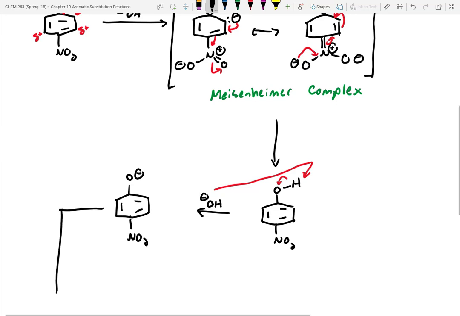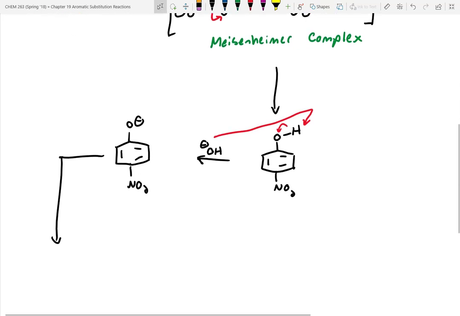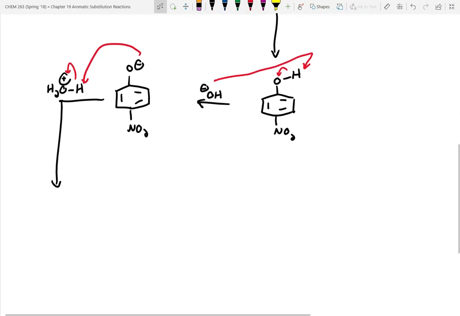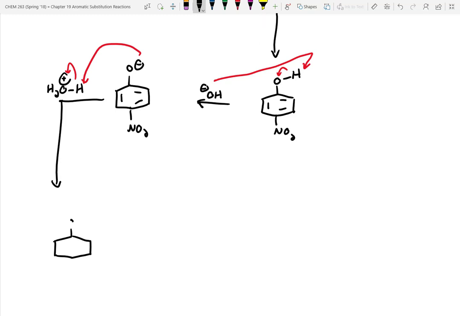Which is why in step 2, you end up treating this with acid in order to ensure that your final product has a proton on that oxygen. And there you go. Does that make sense?